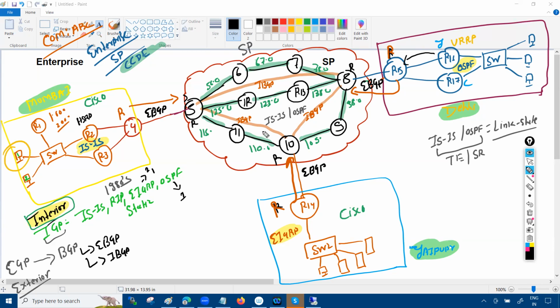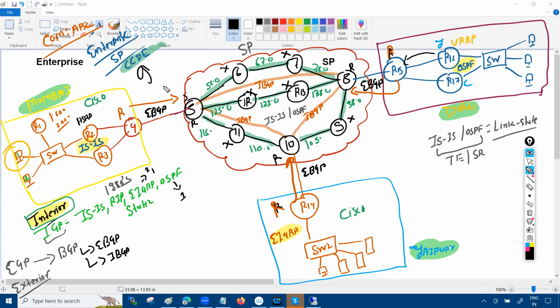So in that case, what happens? R6 is not going to maintain the customer route. R7 is not going to maintain the customer route. R11 is not going to maintain the customer route. R9 is not going to maintain the customer route. R12 is not going to maintain the customer route. And R13 is not going to maintain the customer route. Think about the CCD perspective, guys. I can save the huge cost.